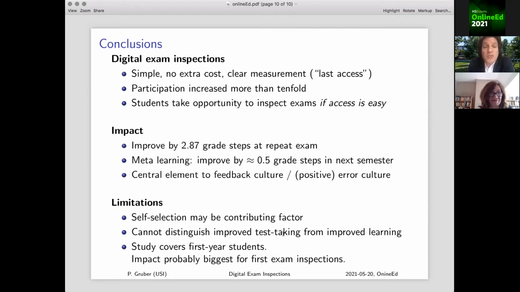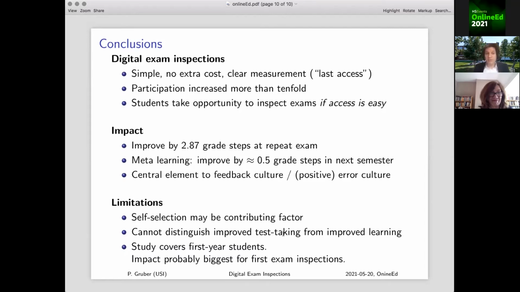But there seems also to be some meta learning. They even improve by about half a grade step in the next semester. And it seems there is a cultural element to a feedback culture or to a positive error culture that is established. Now, I have to be fair and give some limitations.